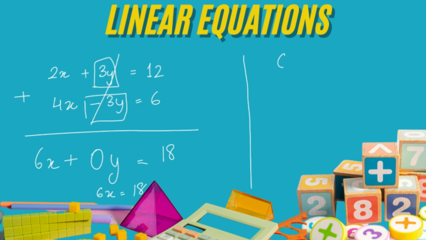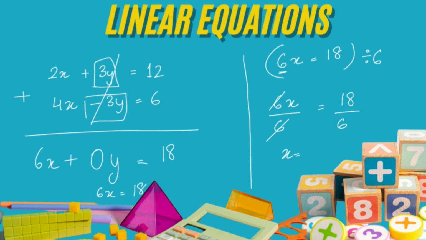So we take 6x is equal to 18. Now we have to use the inverse operation. Here we have multiplication, 6 times x. So we have to divide the whole equation by 6. So 6x divided by 6 is equal to 18 divided by 6. The 6 cancels out. x is equal to 3.